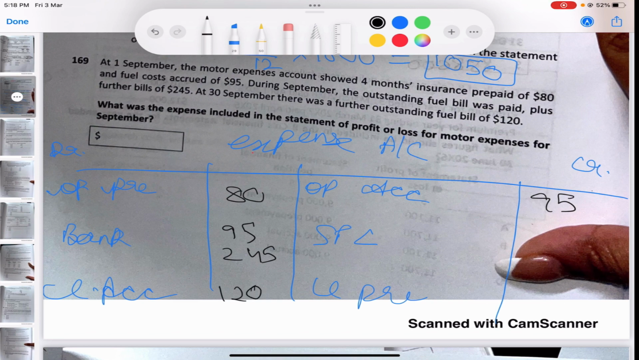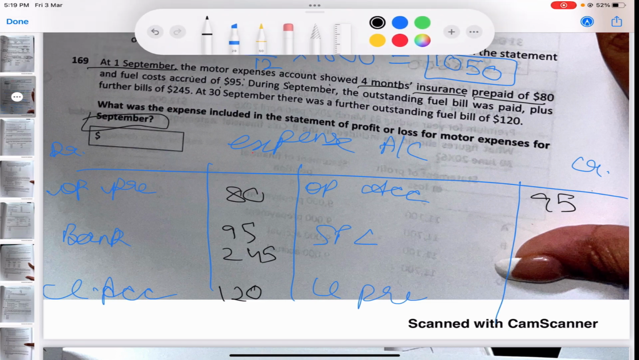Is anything else given in the question? No. That's it. But are we going to start balancing? Read the question again. The motor expenses account showed 4 months insurance prepaid of 80 and fuel costs accrued of 95. 4 months prepaid. Okay. At 1st September. The year is ending at the end of September.